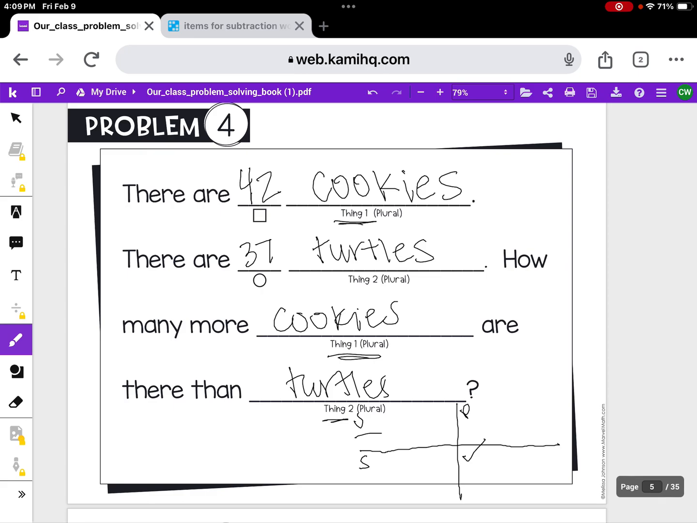So I know it's asking me, how many cookies am I looking at? So I'm going to put a space and then cookies, because I don't know. I'm going to put a question mark there. And then my picture is a bar model.